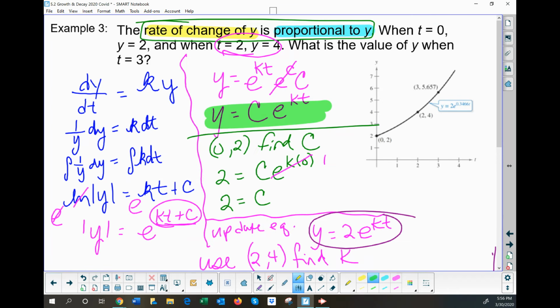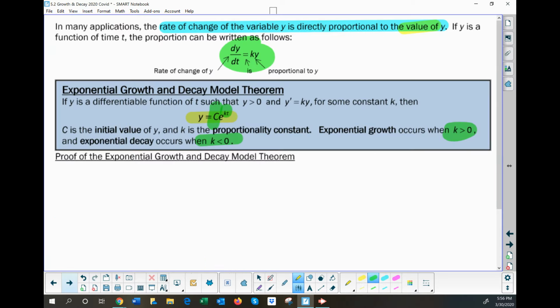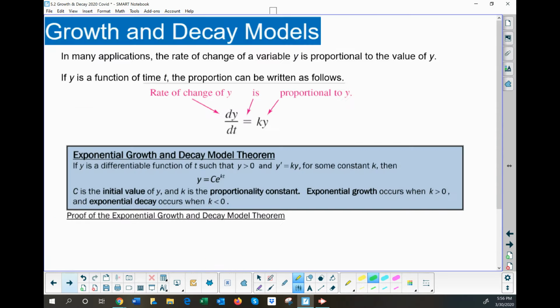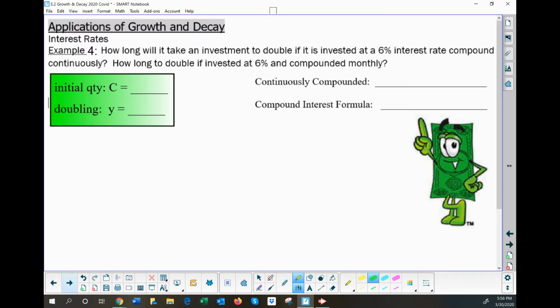Alrighty, so a little bit of application of growth and decay. Example 4, how long will it take an investment to double if it's invested at a 6% interest rate, compounding continuously? When it says compounding continuously, that means we are going to use the PERT formula, where our base is e with exponential growth.